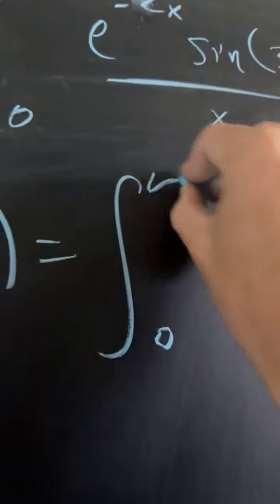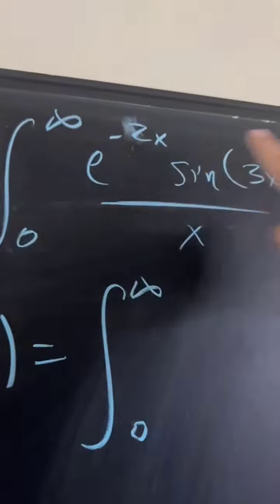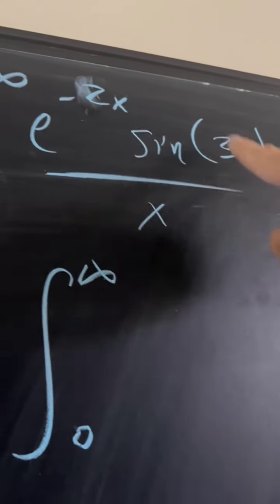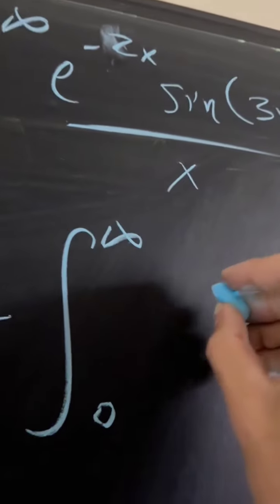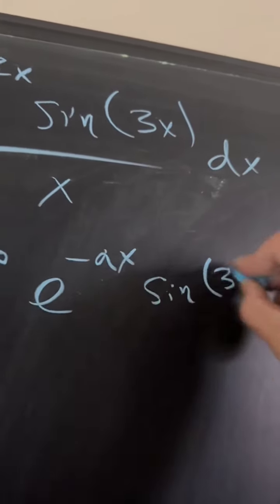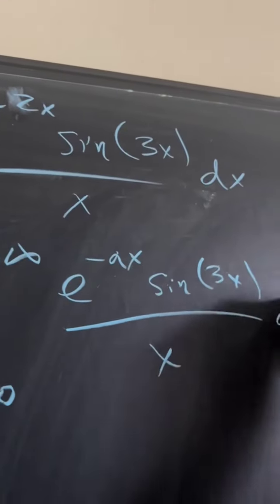And you create an integral where your alpha goes somewhere in here. Typically it replaces one of the constants. You can probably replace the 3, but I'm gonna replace the 2 there. So this is gonna be e to the negative alpha x sine of 3x over x with respect to x.